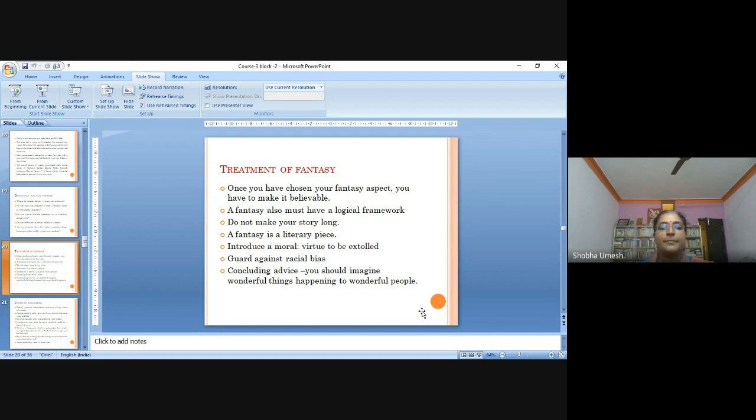So, concluding advice: you should imagine wonderful things happening to wonderful people. Always keep in mind that good things happen to good people in the story. All these things have to be pre-designed when we start writing a story, because we are not going to harm the feelings and emotions of any human being. In that way, the stories have to be composed.